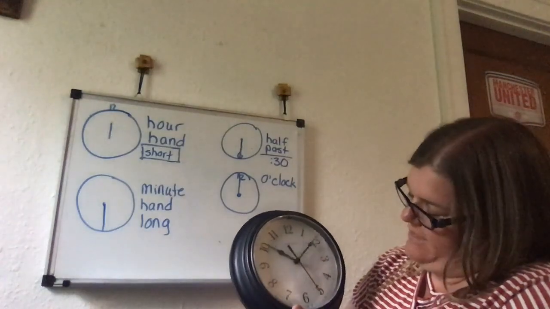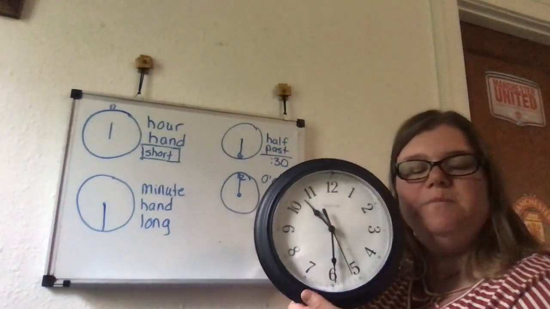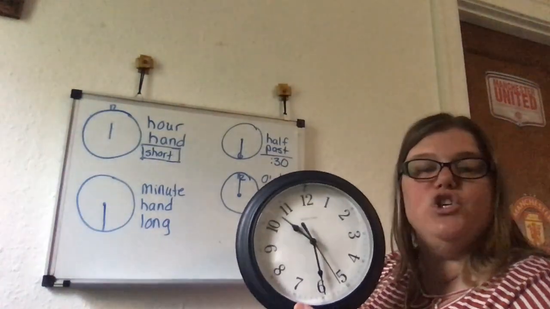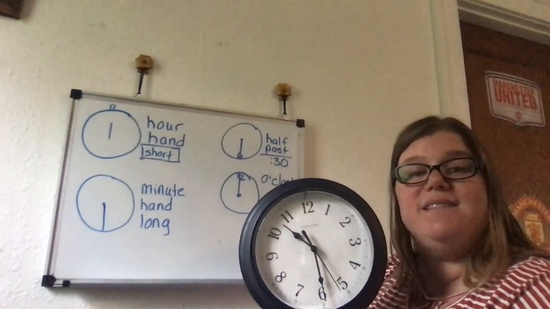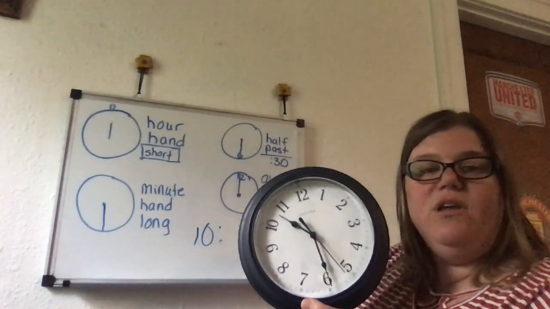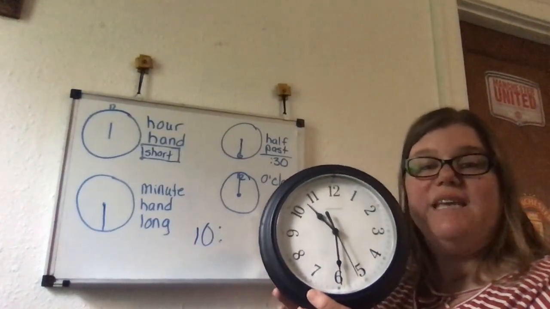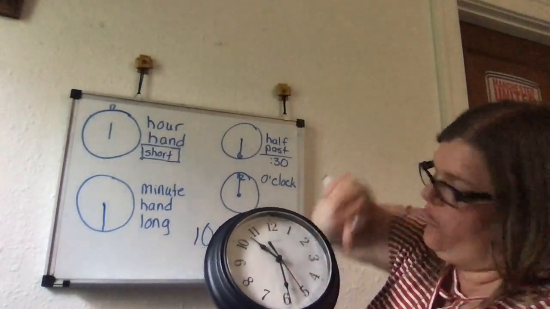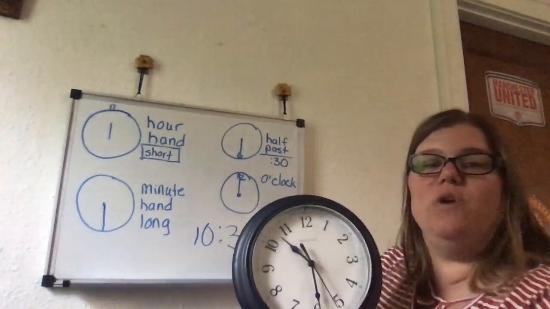So let's do another one. What time is it? Say it out loud to somebody. The short hand, the hour hand, is what? It's halfway past the 10. So 10. Now look at the minute hand, the long hand. It's on the 6. And if I count by 5, 5, 10, 15, 20, 25, 30. So it's 10:30. Remember, we're trying to just memorize.